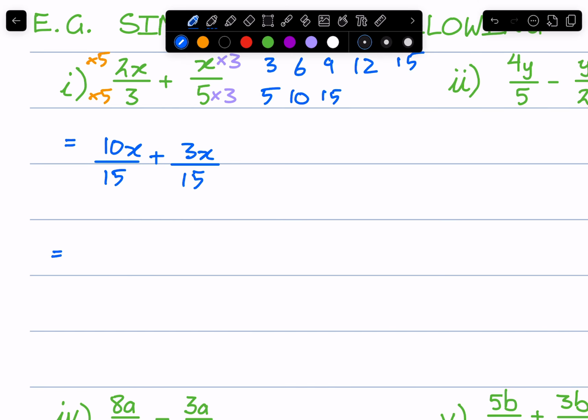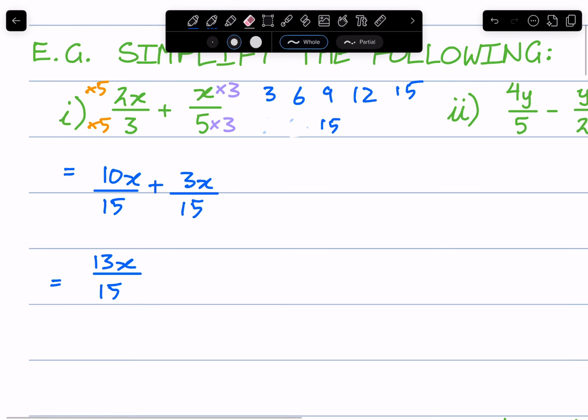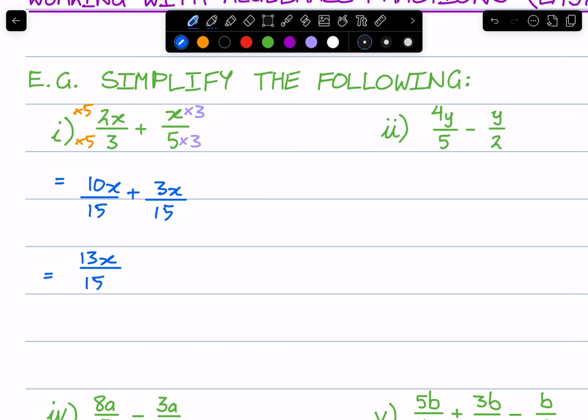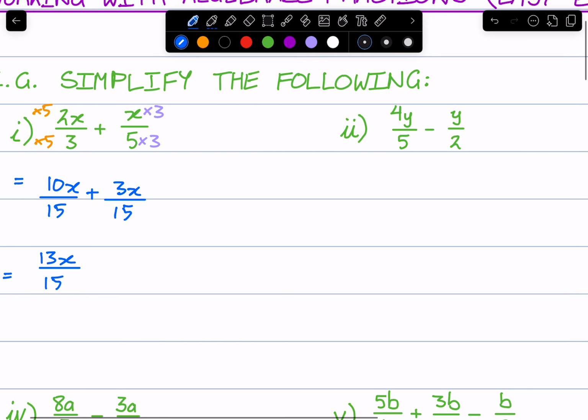Now that the denominators are exactly the same, we can just add the numerators or subtract them, as we'll see in the next examples. But this is an addition, so it'll be 10x plus 3x, giving us 13x on 15. And that's how we solve these. As you can see, it's really just the same ideas of adding and subtracting fractions, but it has pronumerals with it. So let's move on to the next.